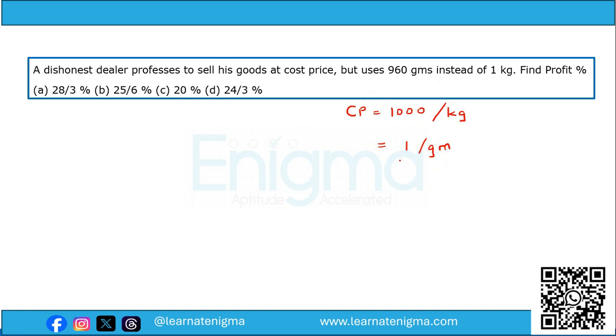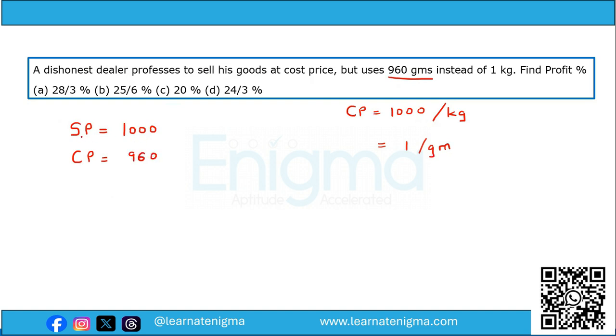Okay. Now, the dishonest dealer professes to sell his goods at cost price. That means he is going to sell the 1 kg at 1000 rupees because that's what we have assumed. But now he is not giving complete 1 kg. He is giving only 960 grams. So the cost price of these 960 grams will be 960 rupees.